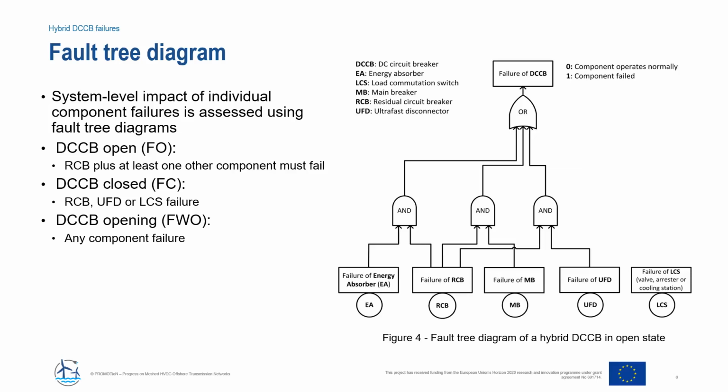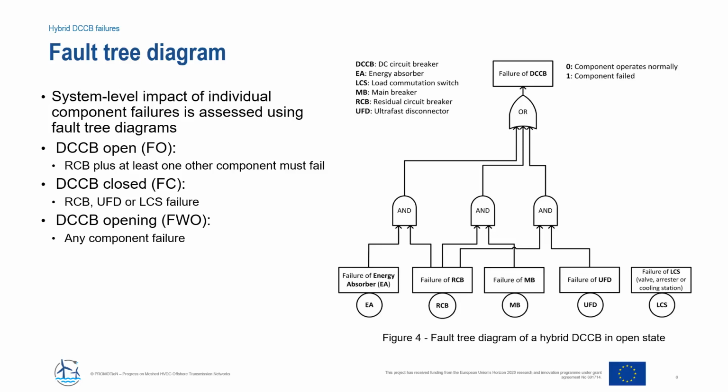For the open circuit breaker to fail in a closed circuit, fail open mode, the residual current breaker must fail in addition to at least one more component. For the DC circuit breaker in the closed state, residual current breaker, ultra-fast disconnector, or the load commutation switch must fail to cause the breaker to fail in the open circuit. Lastly, the breaker will fail when opening if any of the components fail.